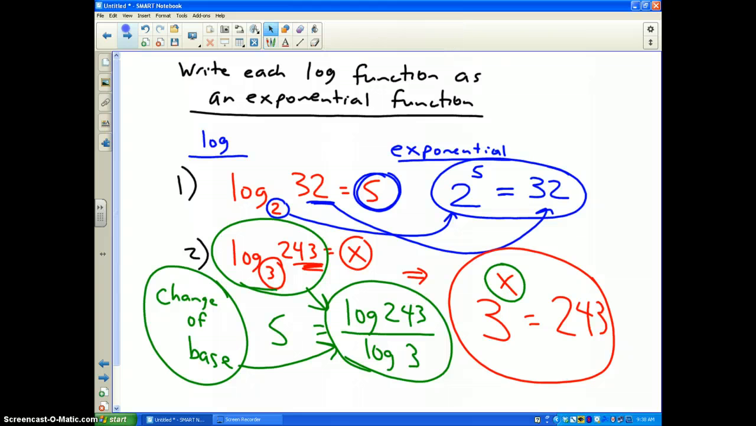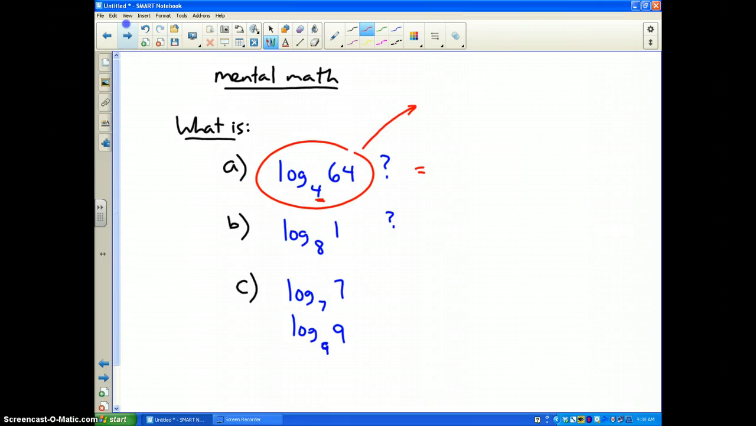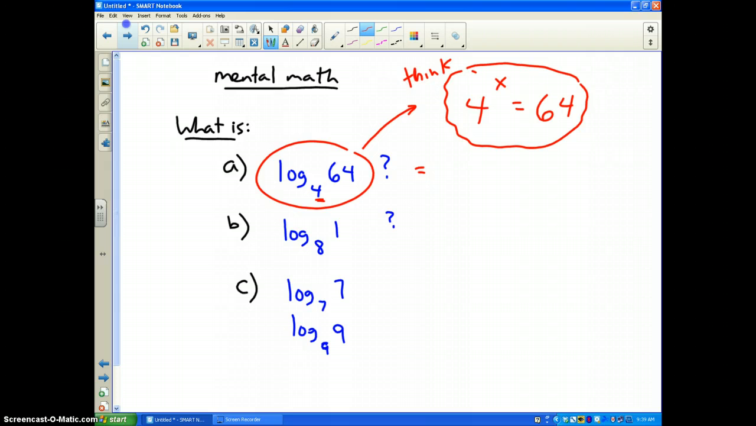All right, last. Let's do some mental math. Let's see if we understand what we're doing. Letter A. What's the answer to log base 4 of 64? Well, what you need to think in your own mind is, 4 to what power is 64? That's what it's asking you when you see this. Hopefully you all know the answer is 3. 4 times 4 times 4.